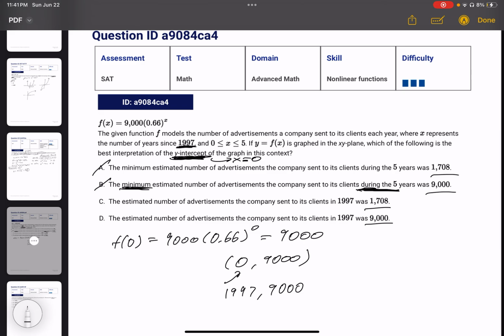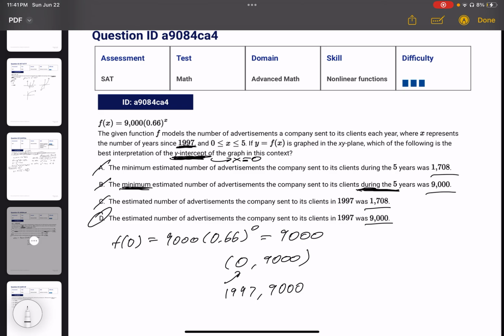That's like a local minimum or absolute minimum. Okay. See, the estimated number of advertisements the company sent to its clients in 1997 was 1,708. Okay, this is the wording for a y-intercept, but it is the wrong y-intercept as you see here, so we're not going to do that. That leaves us with D. Let's just read it to make sure.